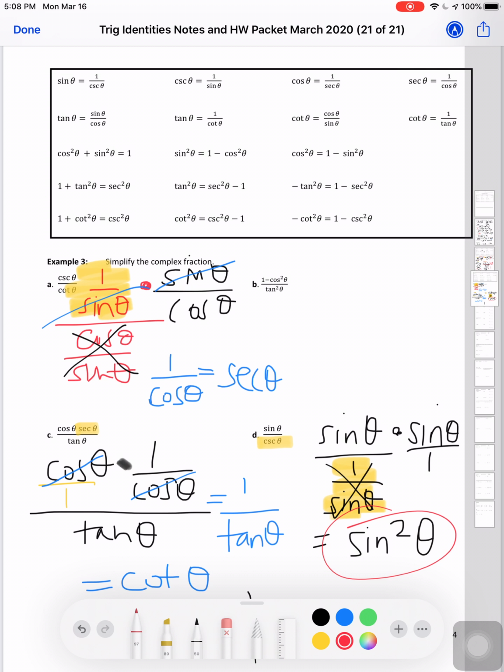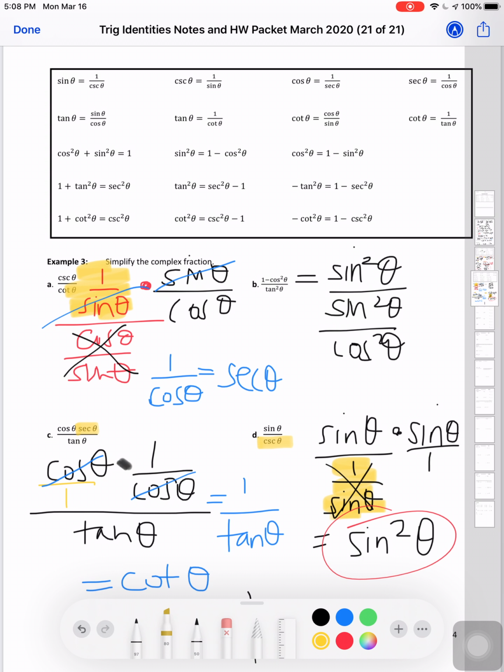On the one above that, for part B, we have 1 minus cosine squared theta. And if we find that up here, we have this one. And it says that sine squared is equal to that. So the top is sine squared. And the denominator will be sine squared over cosine squared.